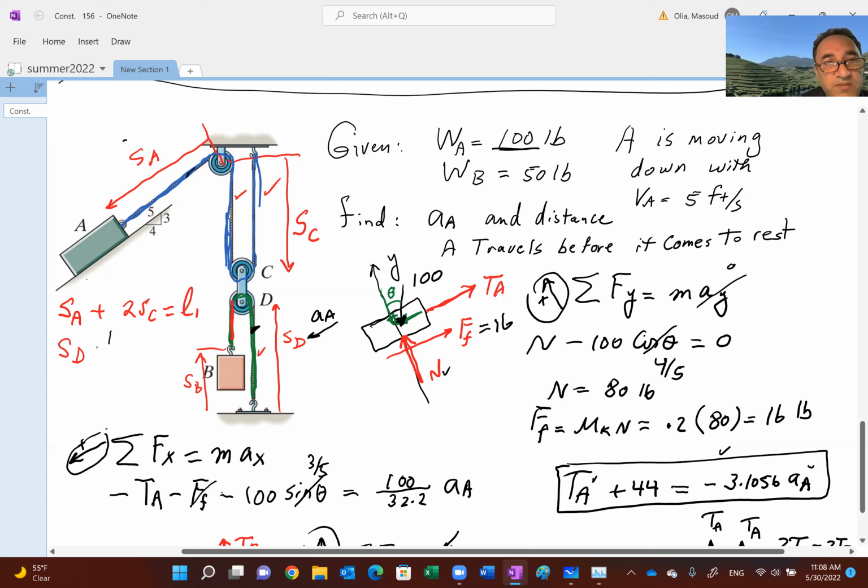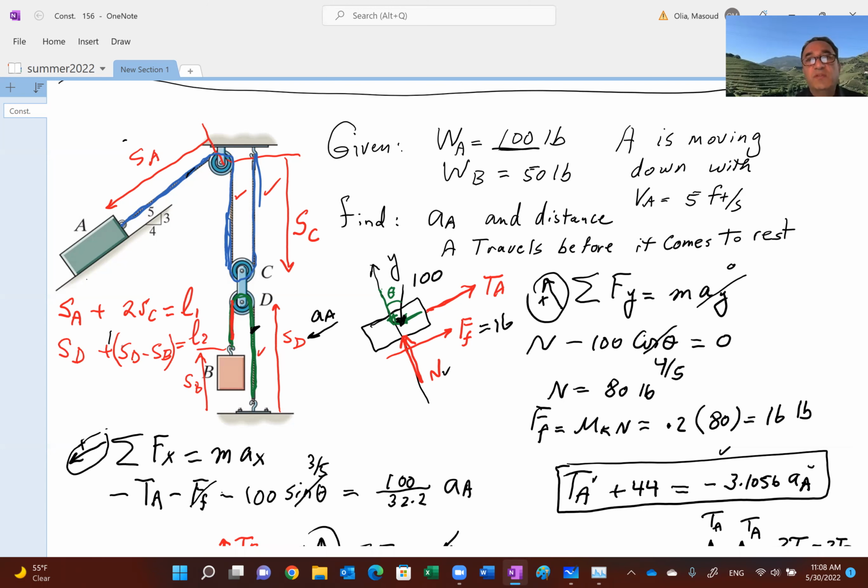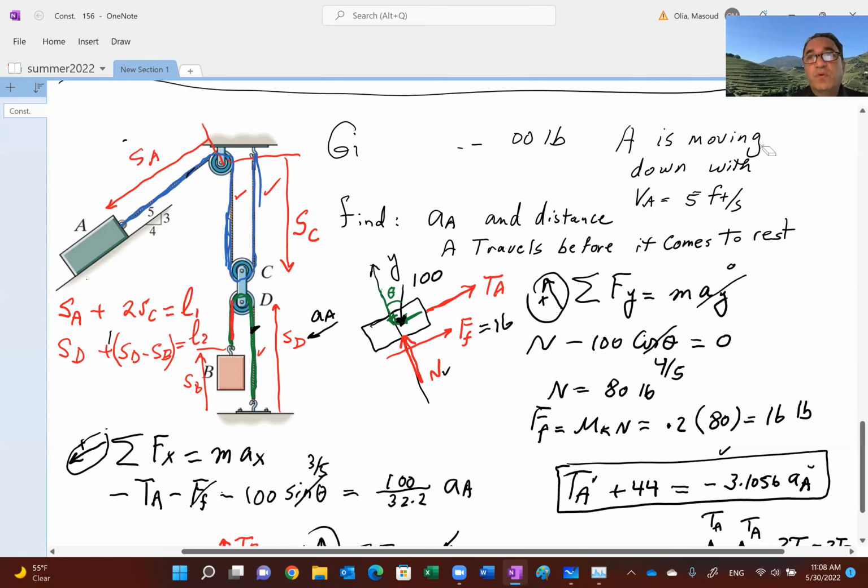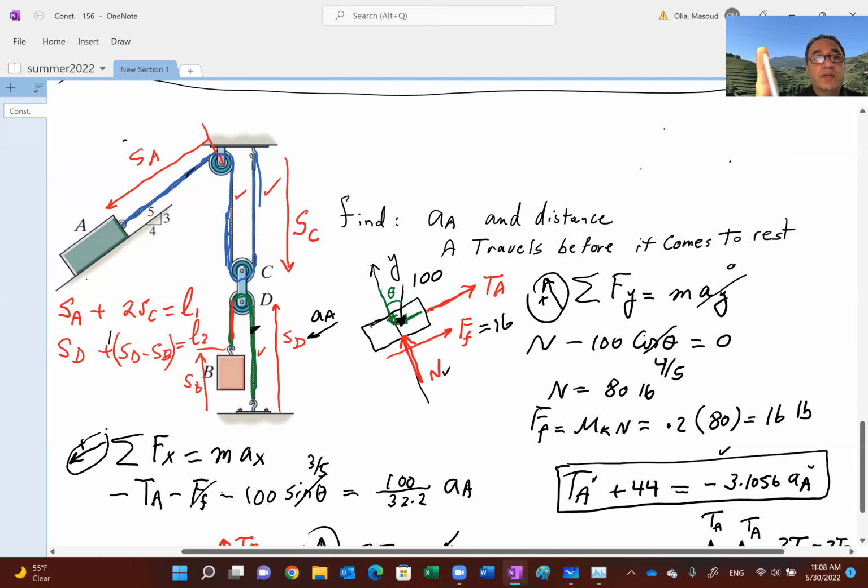The difference between S sub D and S sub B, and I'm going to call that L2. All right. So what I'm going to do now, I'm going to take the derivative of these. Forgive me, guys, I got to erase some of these things so I can move up here and show you what's going on. So take the derivative of this, and what are you going to get?